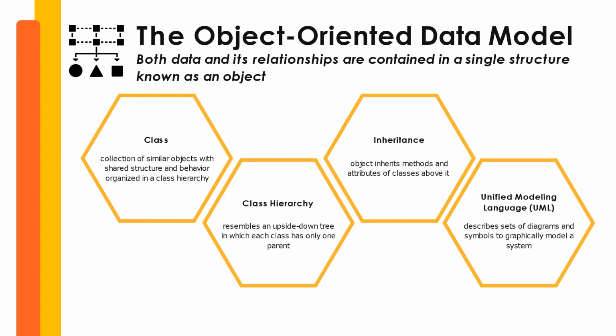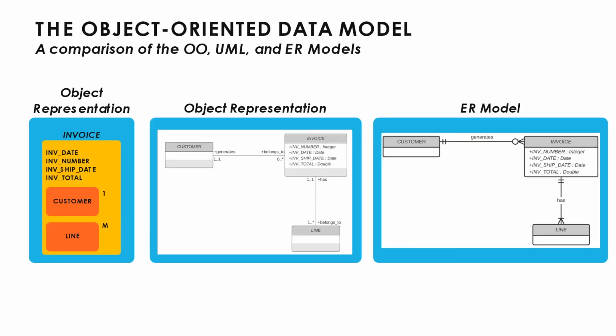Inheritance, wherein an object inherits methods and attributes of the classes above it. And the Unified Modeling Language, or UML, which describes the set of diagrams and symbols to graphically model a system. Here we have a comparison of the object-oriented, the UML, and the entity relationship models.